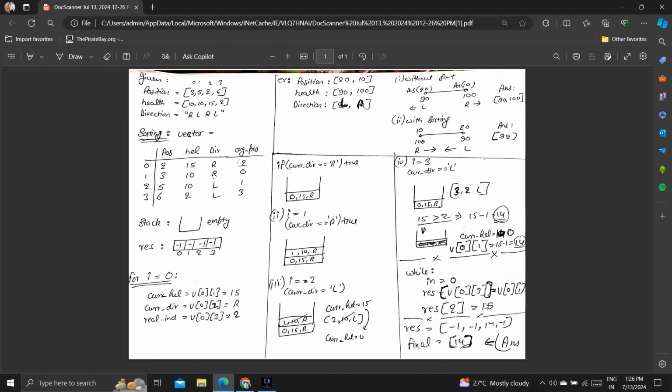I basically have done a mistake, it will become 14 here. So what will our result vector contain? -1, -1, 14, and 1. And what will our final vector contain? 14. And basically we will return this. Hope you have got this problem right.